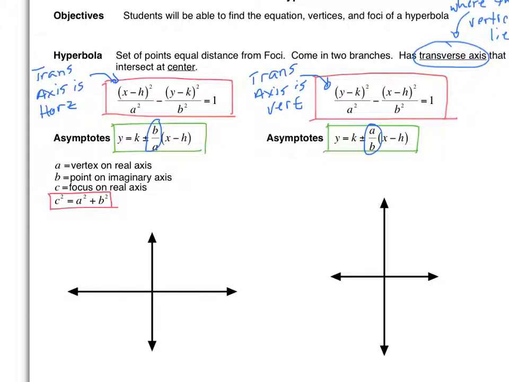Your foci for each of these, for those of you who like to memorize those formulas, are as follows. So your foci, if the x binomial comes first, would be h plus or minus c comma k. Remember, your foci is always c units from the center. That has not changed with a hyperbola. And so over here, your foci are going to be h comma k plus or minus c.